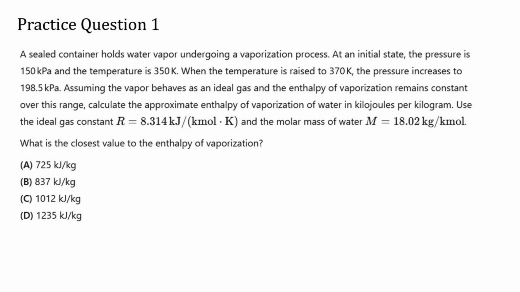Assuming the vapor behaves as an ideal gas and the enthalpy of vaporization remains constant over this range, calculate the approximate enthalpy of vaporization of water in kilojoules per kilogram. Use the following values for the ideal gas constant and molar mass of water. What is the closest value to the enthalpy of vaporization?